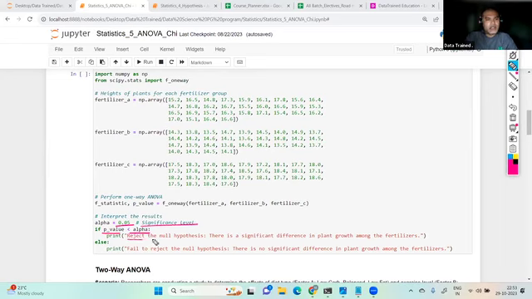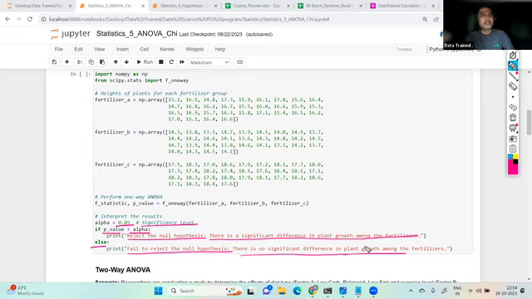If it is less than alpha, then reject the null hypothesis. What is the null hypothesis? There is no change. All are equal. So if it is less than alpha, we'll say there is a significant difference in plant growth among the fertilizers. Otherwise, we fail to reject the null hypothesis. There is no significant difference in plant growth, meaning all are the same. It doesn't matter which fertilizer you use, the growth will be the same.